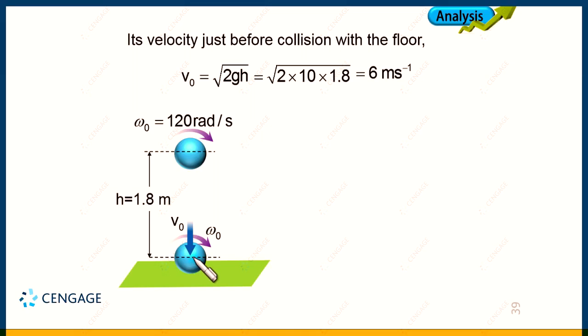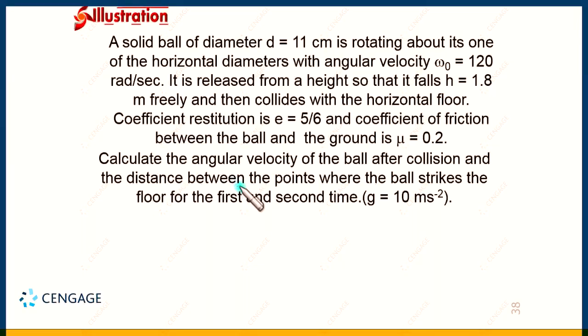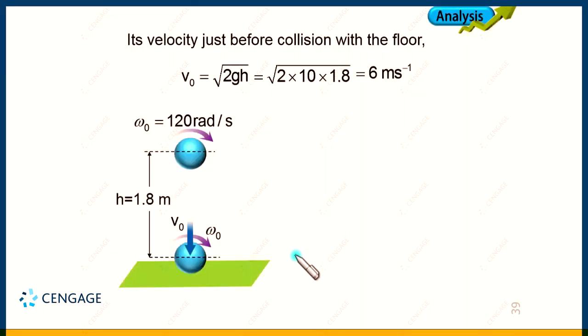That means just after collision, the ball will have two components of velocity, one in the vertical direction, other in the horizontal direction. And if any object moves under gravity with two components of velocity, one horizontal, other vertical, the path of the ball just after collision is a parabola. That's why in the question we are asked to find the distance between the points where the ball strikes the floor first and second time, because the ball will follow a parabolic path after the collision, and we need to calculate the range. This is the analysis of the problem. So let us do one thing. Let us make the impulse diagram of the ball.